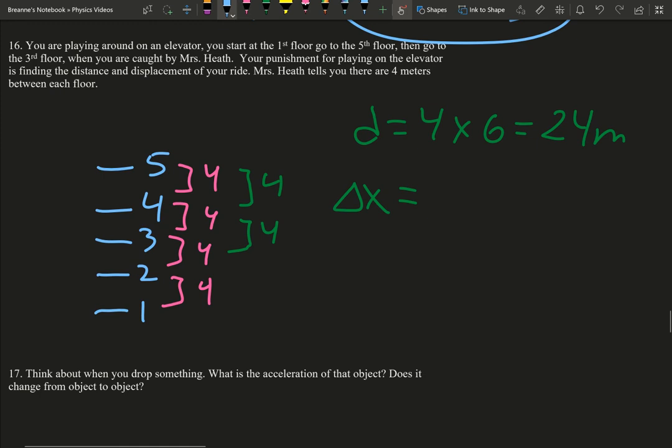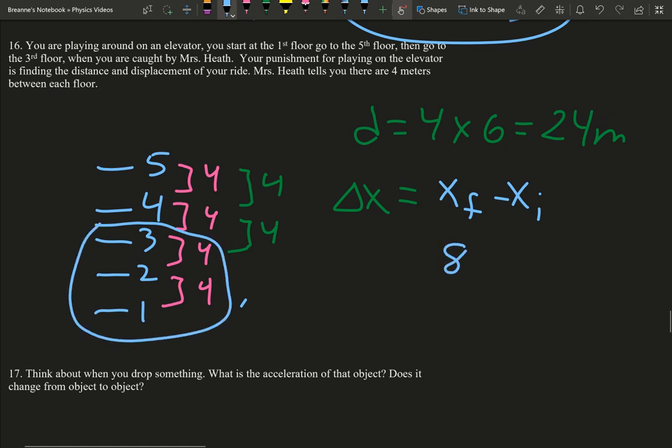So you start on the 1st floor, but you ended up on the 3rd floor. So if you're doing your final minus your initial, your final was 3rd floor. Your 3rd floor is only 8 meters tall. So therefore, you start on the 1st floor, so your initial is 0. So your displacement is only 8 meters, even though you traveled the full 24.